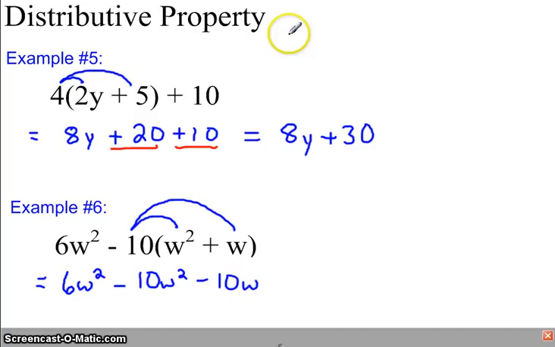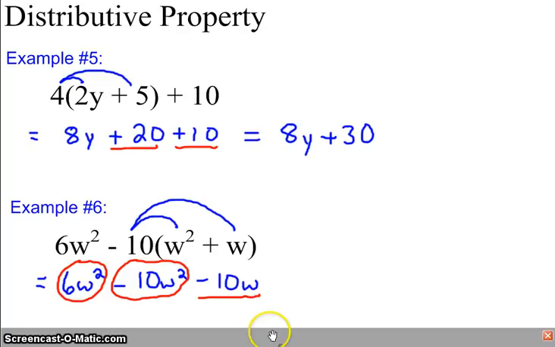Now let's see what we can combine. We've got a 6w squared and a negative 10w squared. Those we can combine. And then this is separate, the negative 10w. So putting this all together, 6w squared minus 10w squared would be negative 4w squared, and then minus 10w. Different powers, can't combine them.